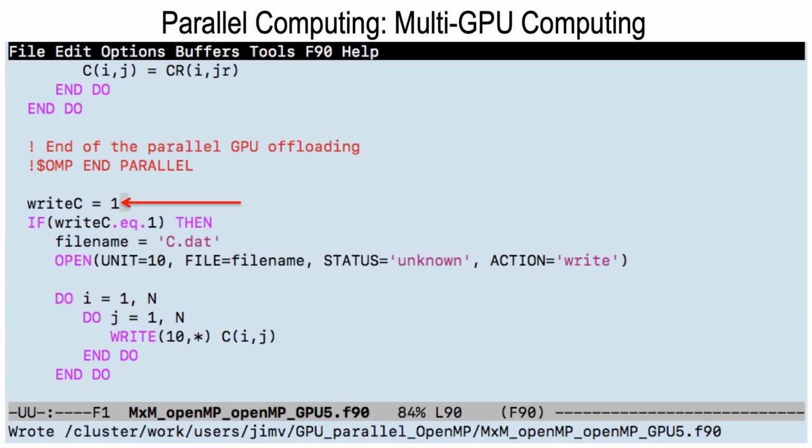To verify the accuracy of the updated multi-GPU parallel computing method for matrix multiplication, we will execute the Fortran program one more time. This time, we will save the matrix C to a data file and use this file to confirm the correctness of the calculations.